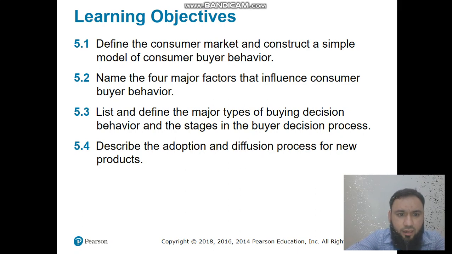We'll be moving on with a simple model of consumer buying behavior, the stimulus response model, that we are going to discuss and cover in upcoming slides. Moving on, we'll be discussing the four factors that influence consumer behavior. We'll get into the details about it as well. Then there will be discussion upon the major types of buying decision behavior and the stages involved in the buyer's decision process. Finally, we'll be discussing the adoption and diffusion process for new products. So that is the details about this topic and this chapter.